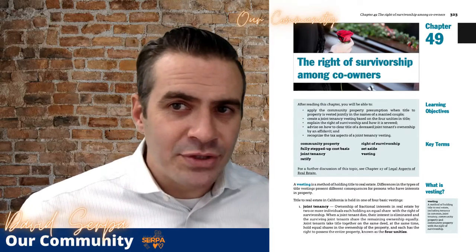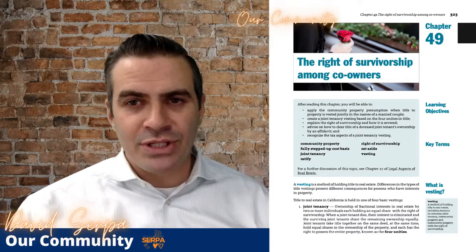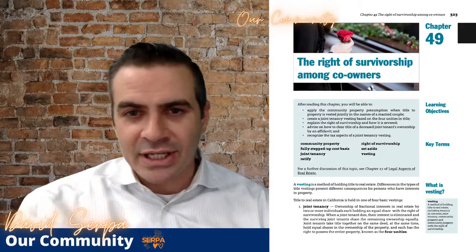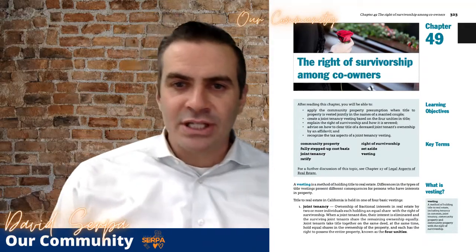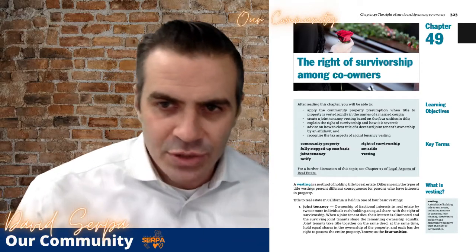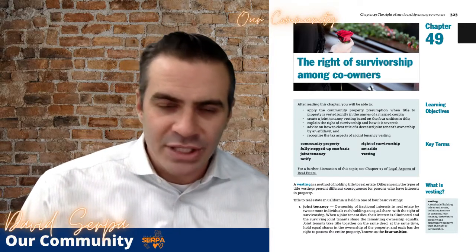This is chapter 49. We're jumping into the right of survivorship among co-owners, and we're reading through page 365. What is vesting? Vesting is a method of holding title to real estate. Differences in the type of title vesting present different consequences for persons who have an interest in property. Title to real estate in California is held in one of four basic settings.